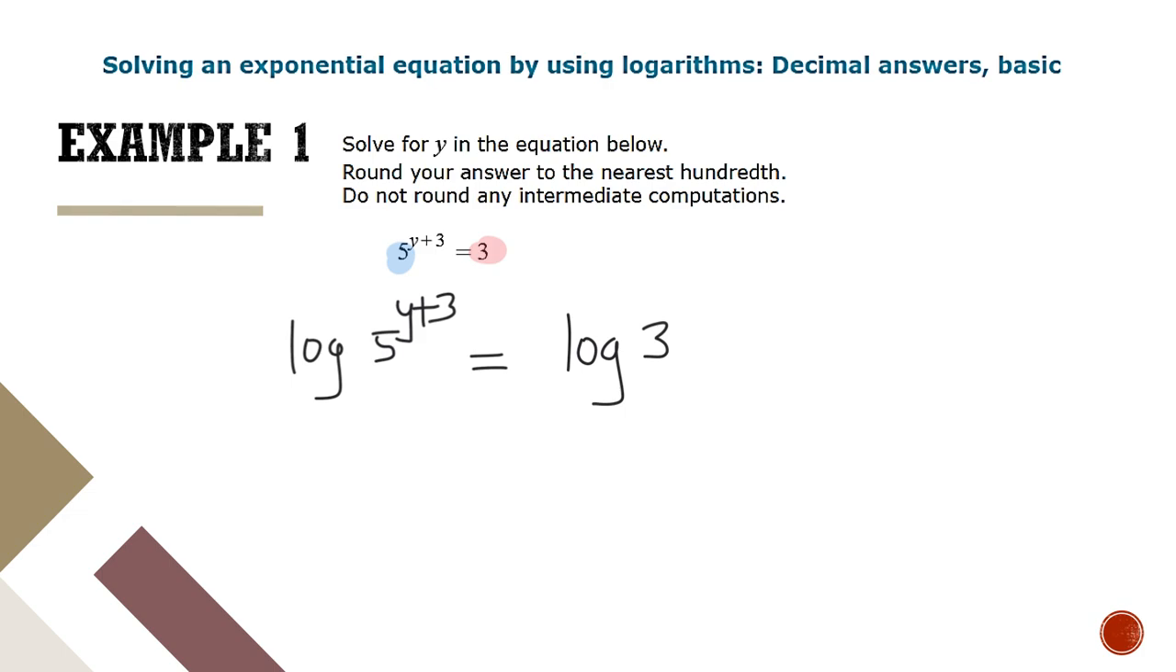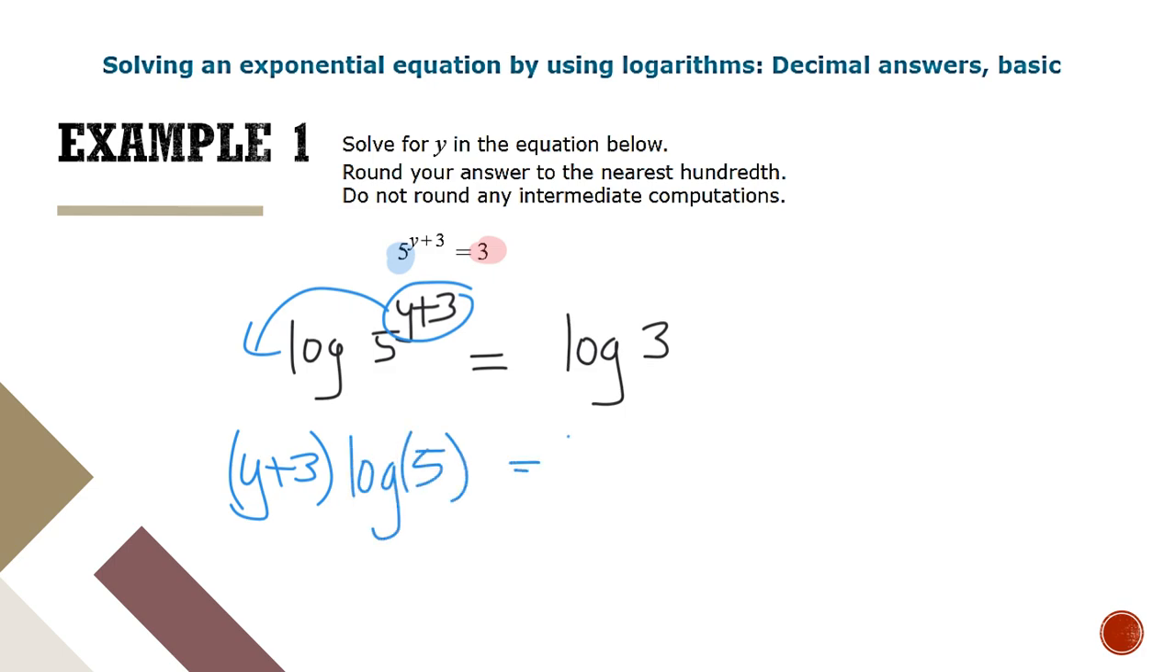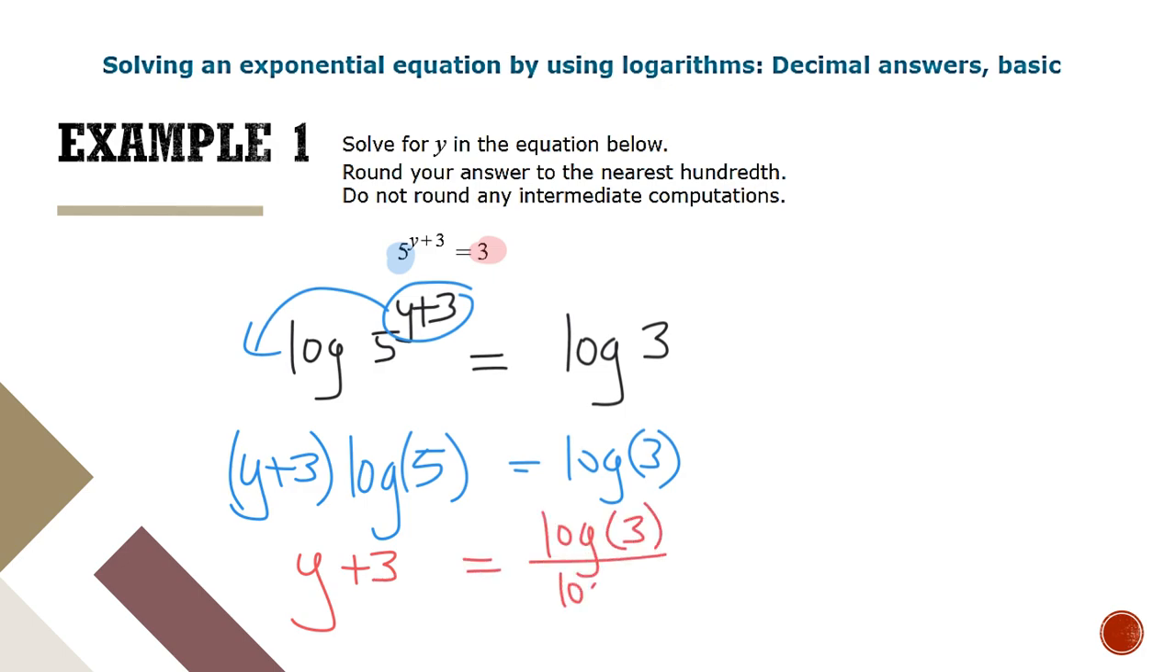Now the nice thing is that we can now use the power rule to bring that out of the exponent. So we're going to have this y plus 3, and we need to keep that in parentheses. And that is multiplying times this log of 5, and that's equal to the log of 3. Now, very nicely, we can divide both sides by that log of 5. So we have y plus 3 is equal to the log of 3 all over the log of 5.